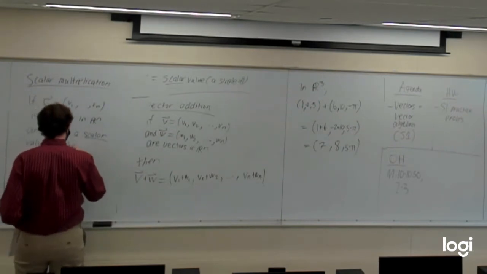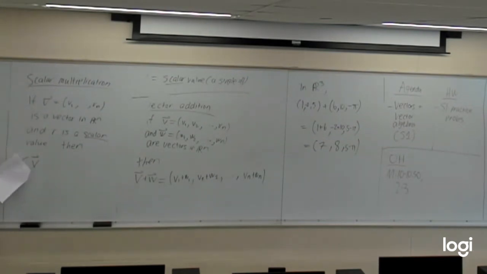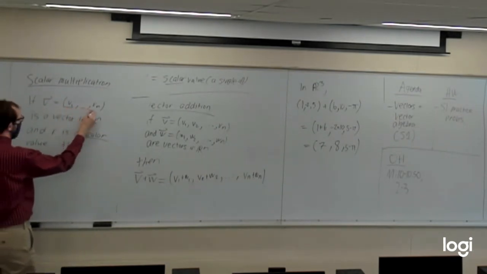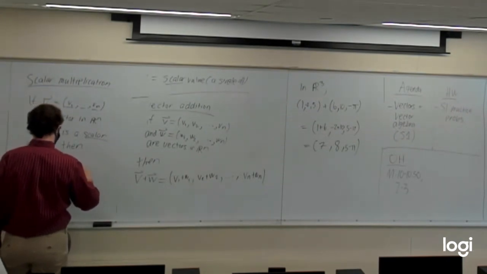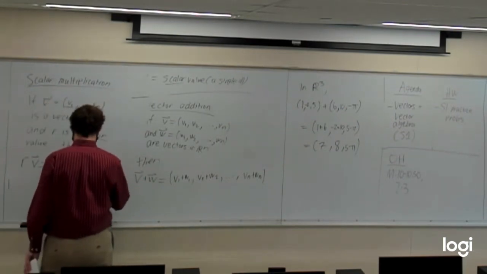Then we can actually multiply the scalar by the vector. We can take the vector v, multiply it out front by our scalar, and what we would get is we're just going to multiply each individual coordinate by that scalar. r times v1, comma, r times v2, all the way up to r times vn.